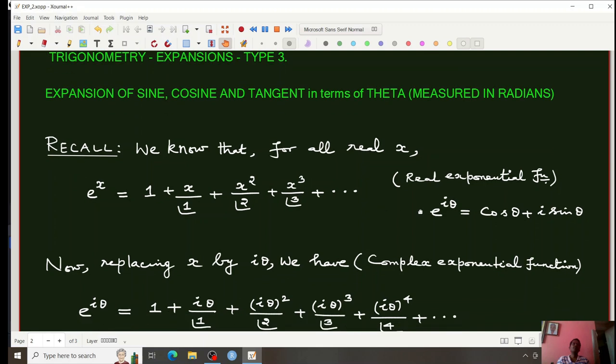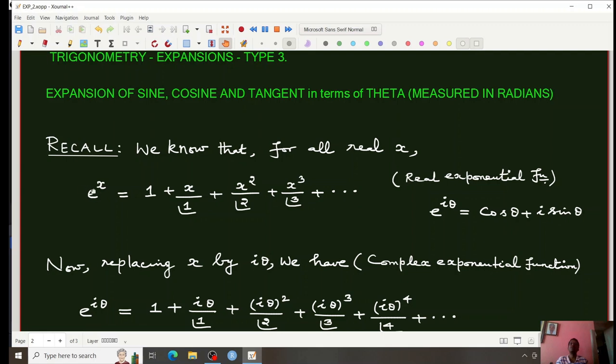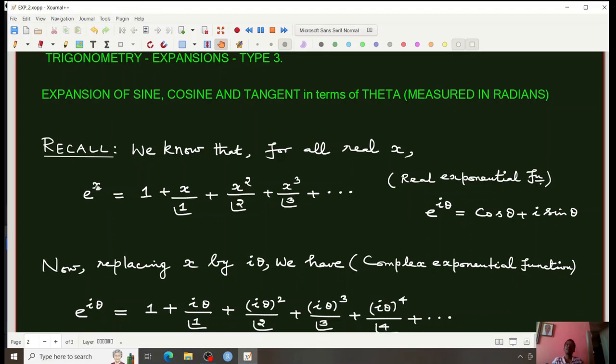Now what we do here is we simply replace this x by the complex quantity, namely I theta. So when we replace x by I theta, we get e power I theta. And we know that e power I theta can be written as cos theta plus I sine theta.